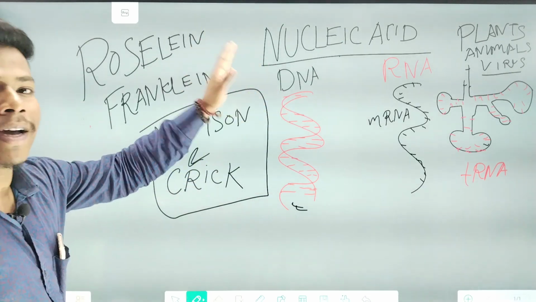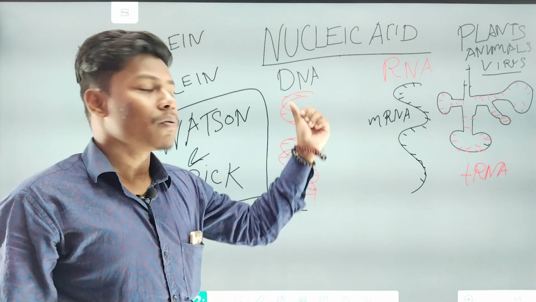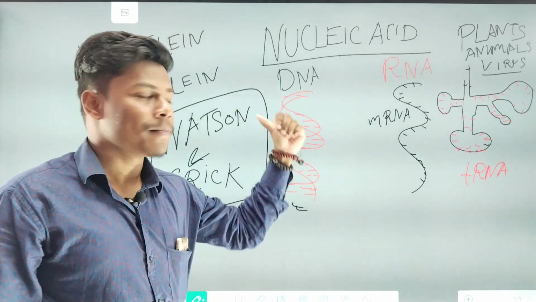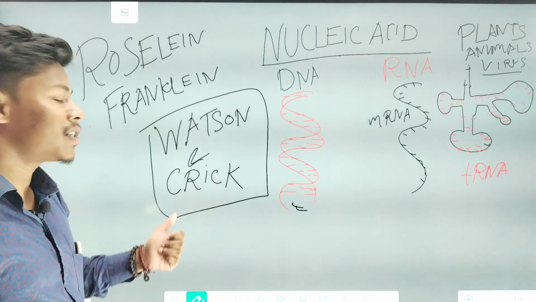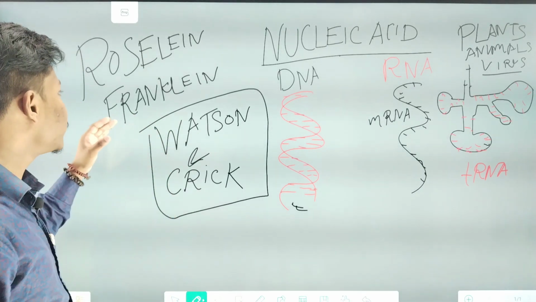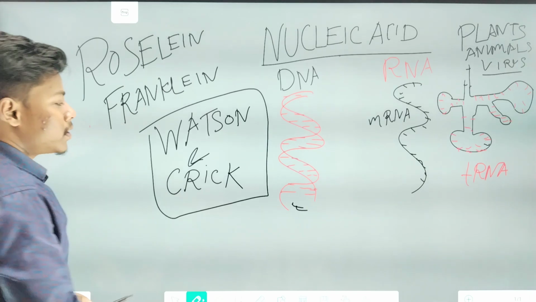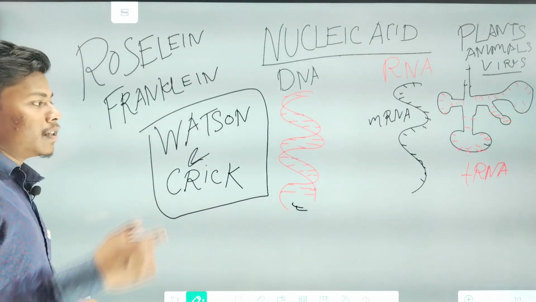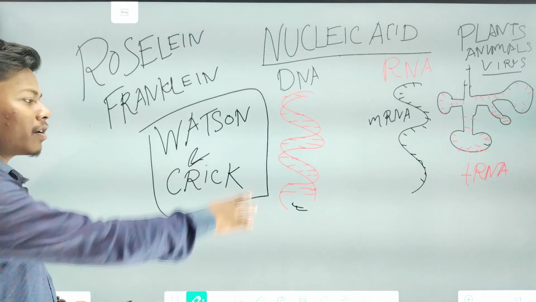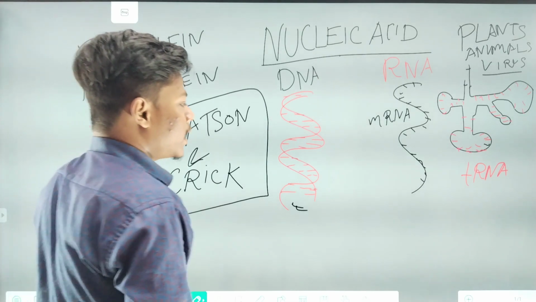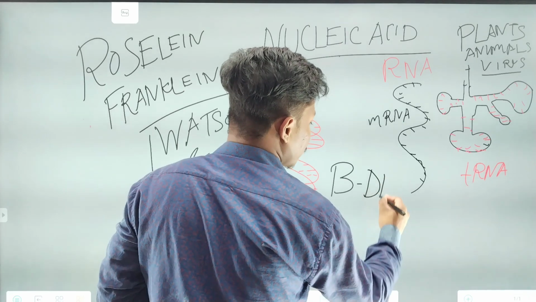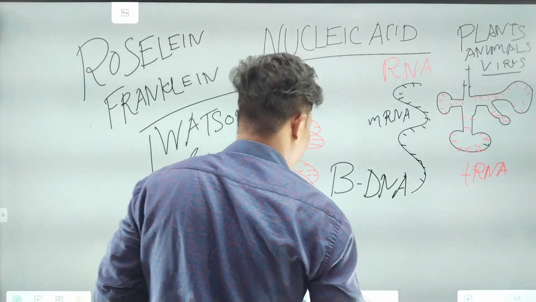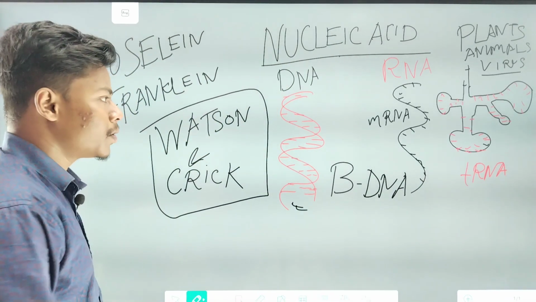Nucleic acid was discovered by Friedrich Miescher, not Watson and Crick, not Rosalind Franklin. But later on, the structure of DNA was given by Watson and Crick and Rosalind Franklin. So remember these names. Watson and Crick got the Nobel Prize for their double helical structure of DNA, and they gave the B-DNA structure.